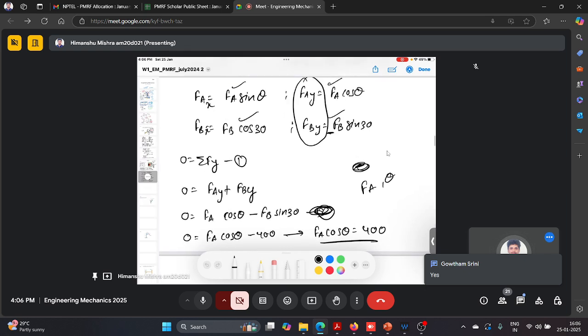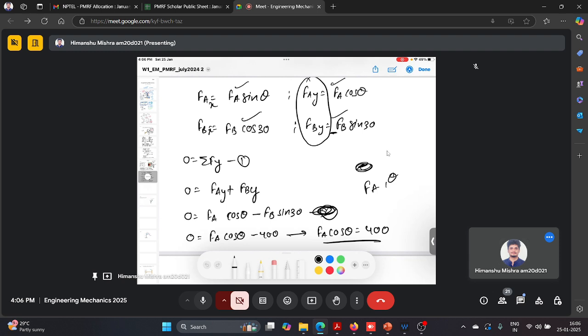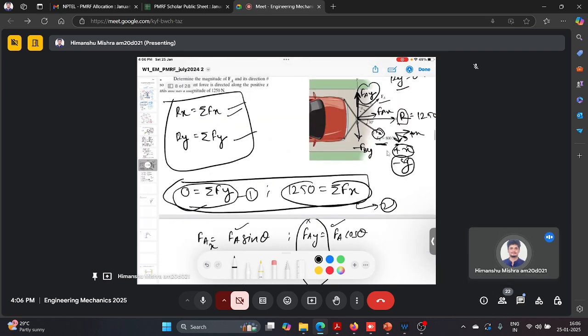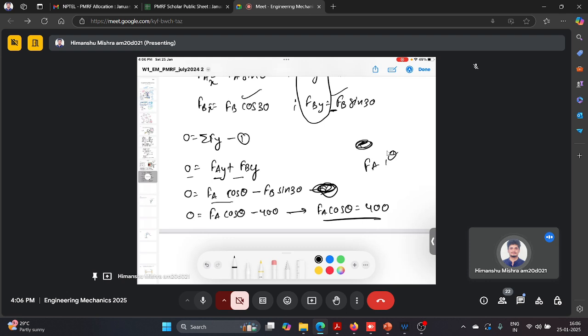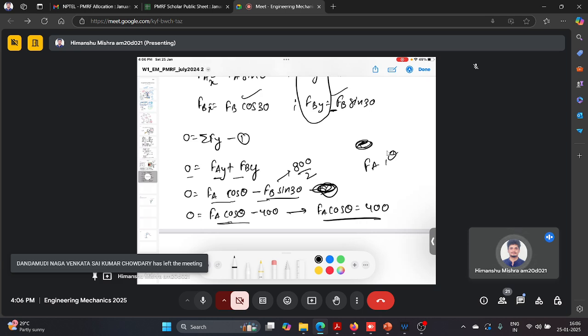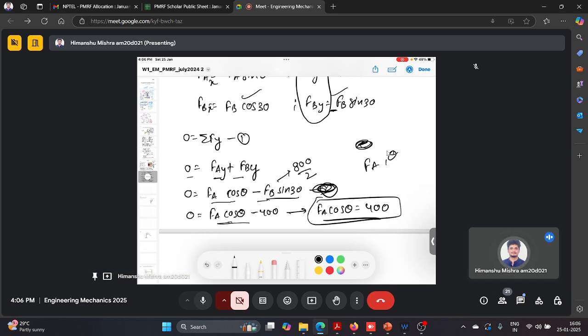So yeah, I was saying that if we use equation 1 here, which is the summation of all the force components in the y direction equals 0, you can write Fay plus Fby, and Fby is in the negative y direction. Sorry. So it will be Fa cos theta minus Fb sin theta. On simplification, Fb sin theta is basically 800 times sin 30, which is half, so 800 by 2, which is 400. So you arrive at the equation Fa cos theta equals 400.